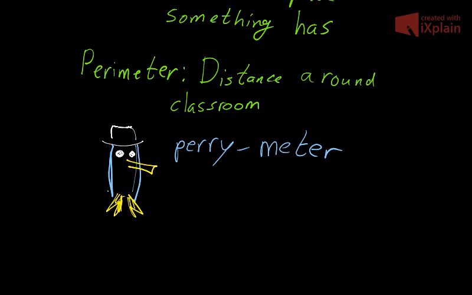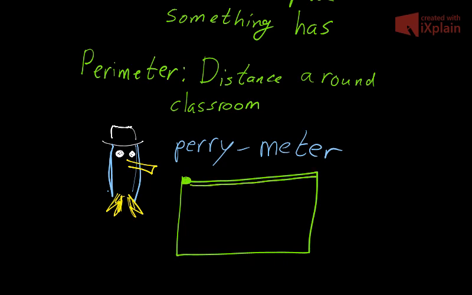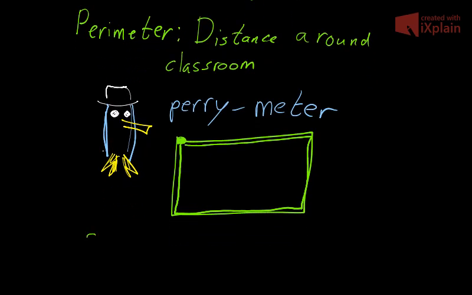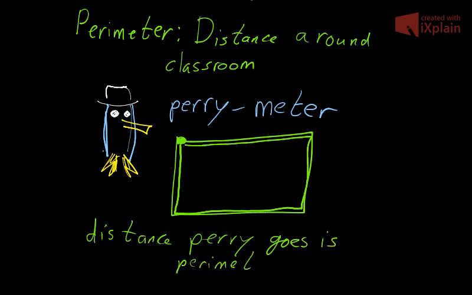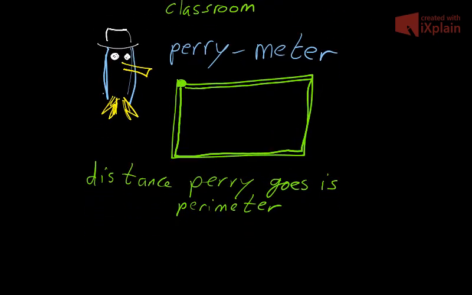So if he were to try to go around my classroom, as a secret agent, he would creep on the sides and stay right along the sides as he went all the way around the classroom, creeping around like secret agents do. And after he made one lap, the distance Perry goes is the perimeter. I know that's a hideous Agent P, but you know, that's okay.